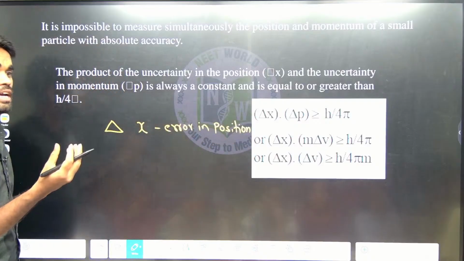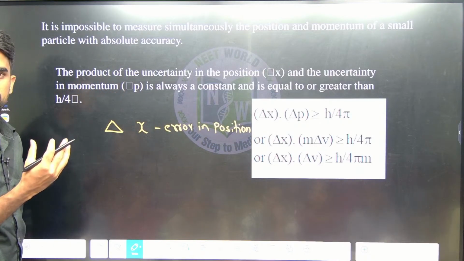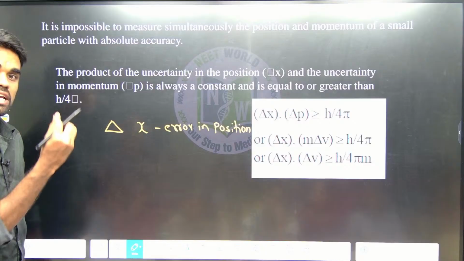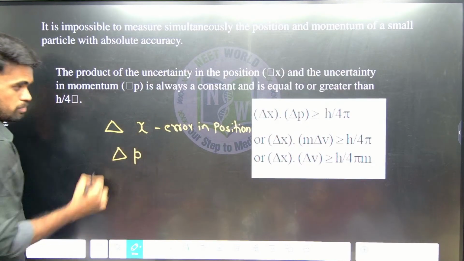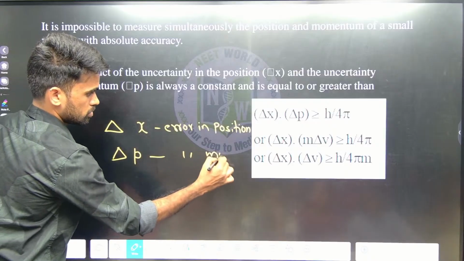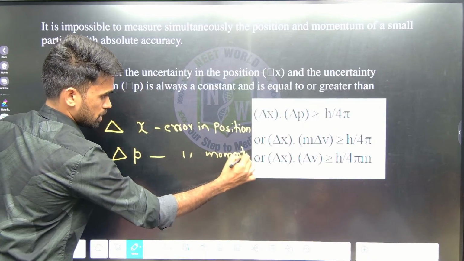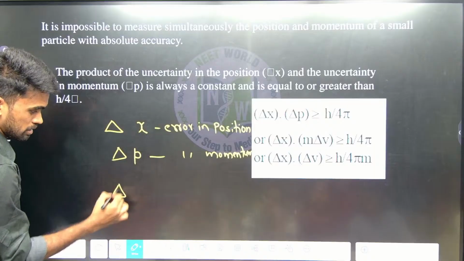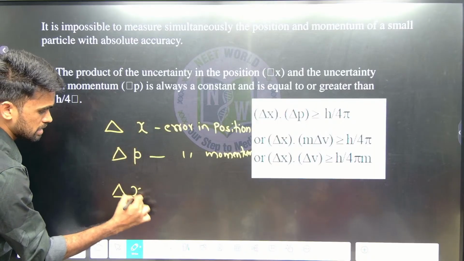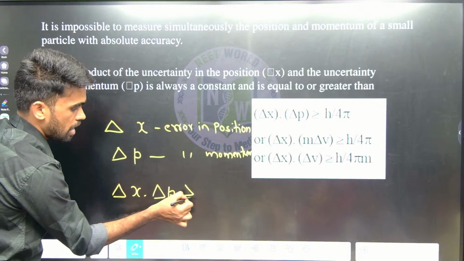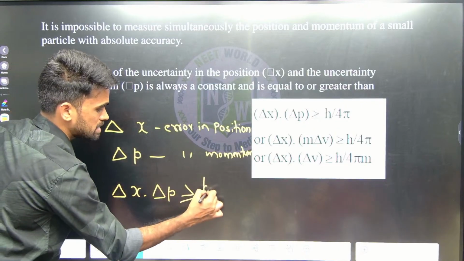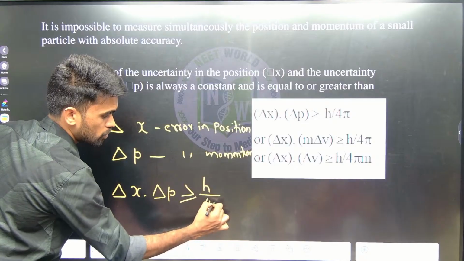Similarly, when you try to find its momentum, there will be some error. That error will be indicated with delta p, the error in momentum. So now the product of these two, delta x into delta p, will be either greater than or equal to h by 4 pi.